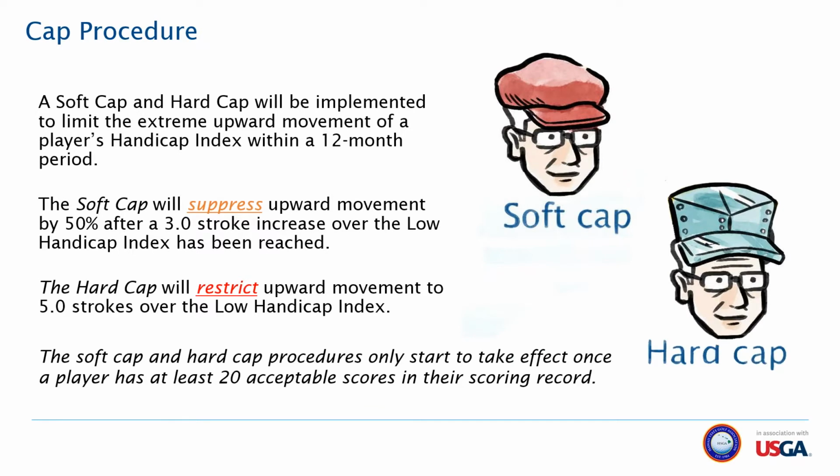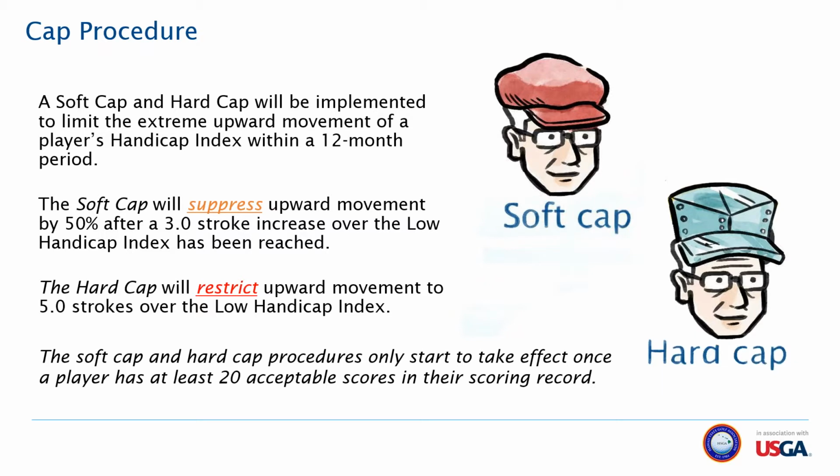So the cap procedure, the soft and hard cap, will be implemented to ensure that a temporary loss of form does not cause a player's handicap index to move too far from a level consistent with their demonstrated ability. The caps also serve as anti-abuse safeguards and will aid in minimizing the potential for handicap manipulation. The handicap committee at the club will still play a key role and have the ability to allow a player's index to exceed the hard cap if special circumstances such as an injury exist.